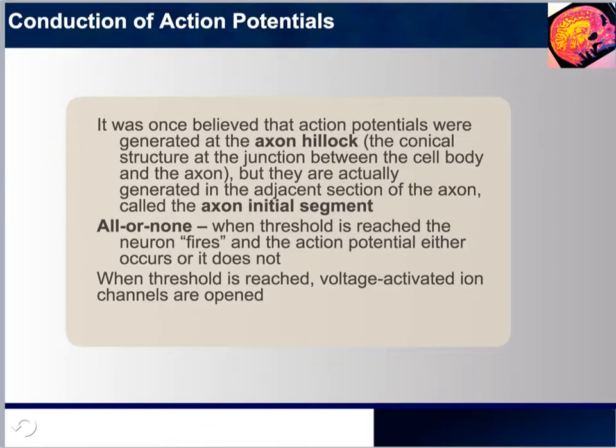The all or none law is important for us to keep in mind in this module, and that is when the threshold is reached, the neuron fires and the action potential either occurs or it does not, depending on the summation of EPSPs. We know that when the threshold is reached, the voltage-activated ion channels are going to start opening up, and we'll talk about these in a little bit more detail right now. And by channels, we're talking about those channel proteins in the membrane. Also, keep in mind that threshold would be negative 65 millivolts.